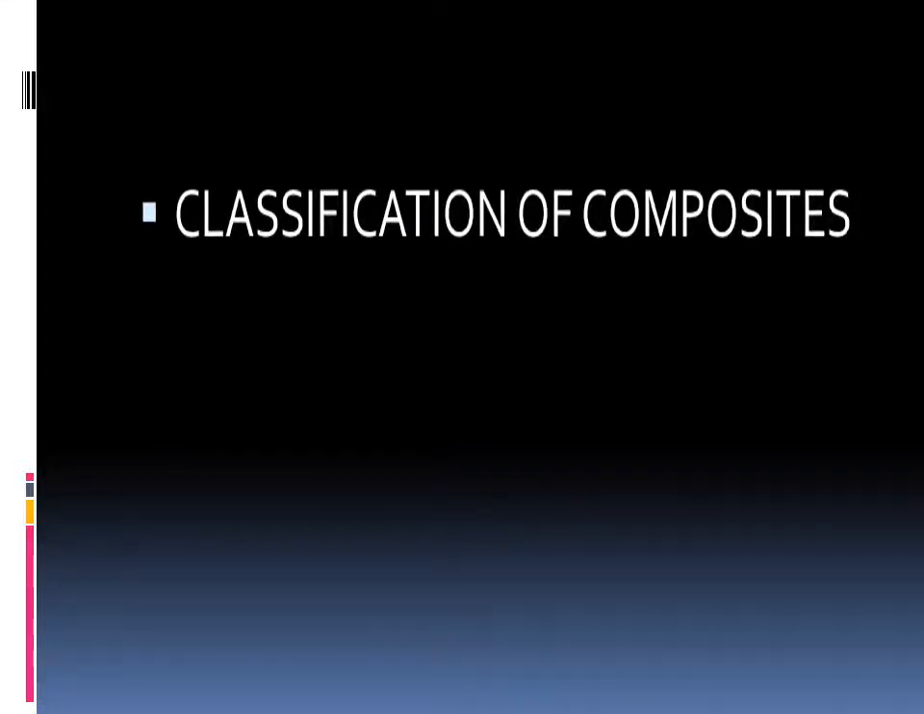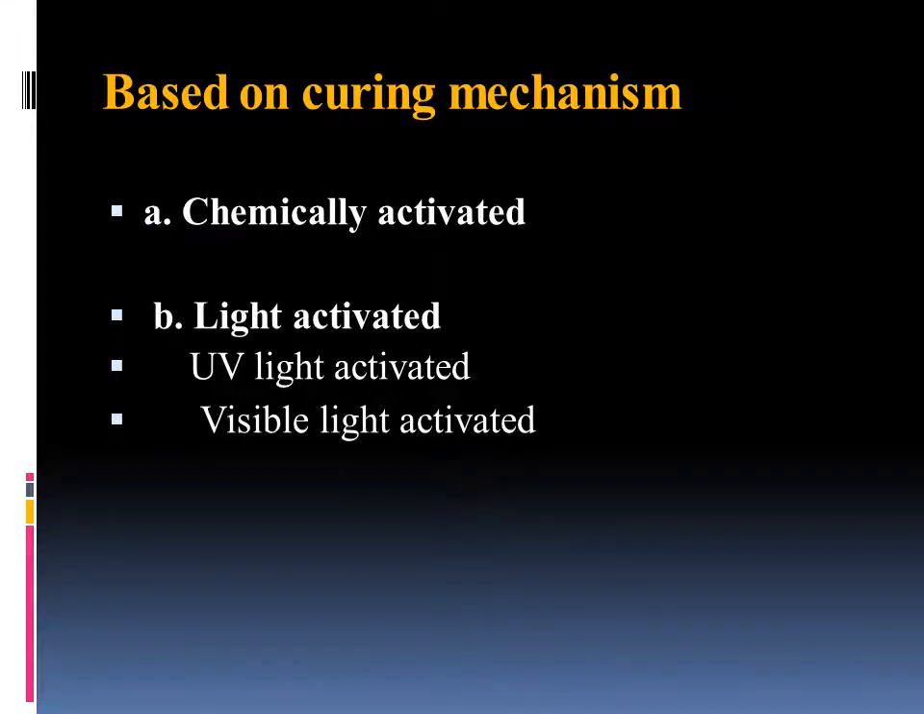Now let's move on to the classification of composites. They can be classified in many ways, based on the curing mechanism. So they may be chemically cured or chemically activated, or light activated. And by light activated, basically there are two mechanisms: UV light activated or visible light activated.